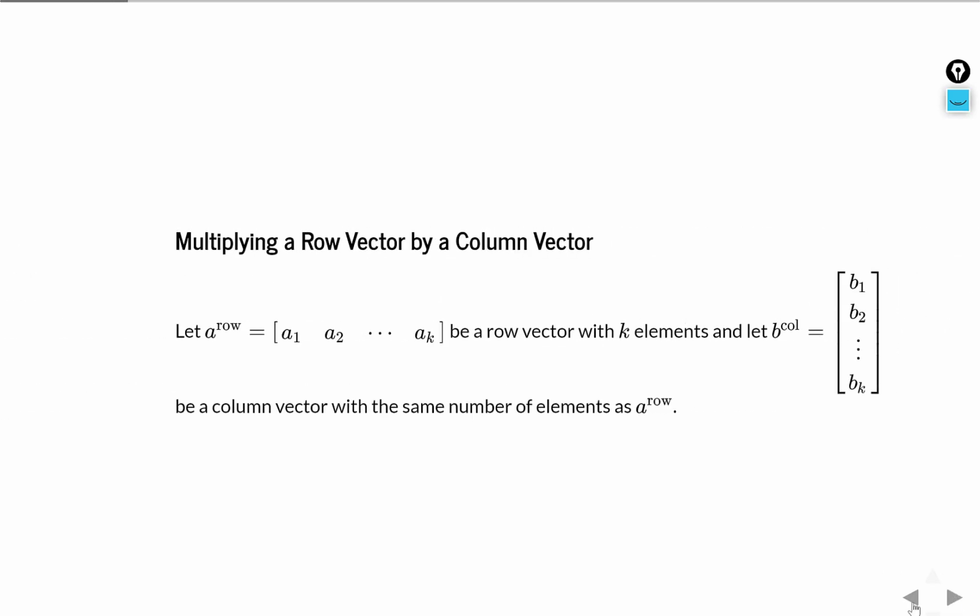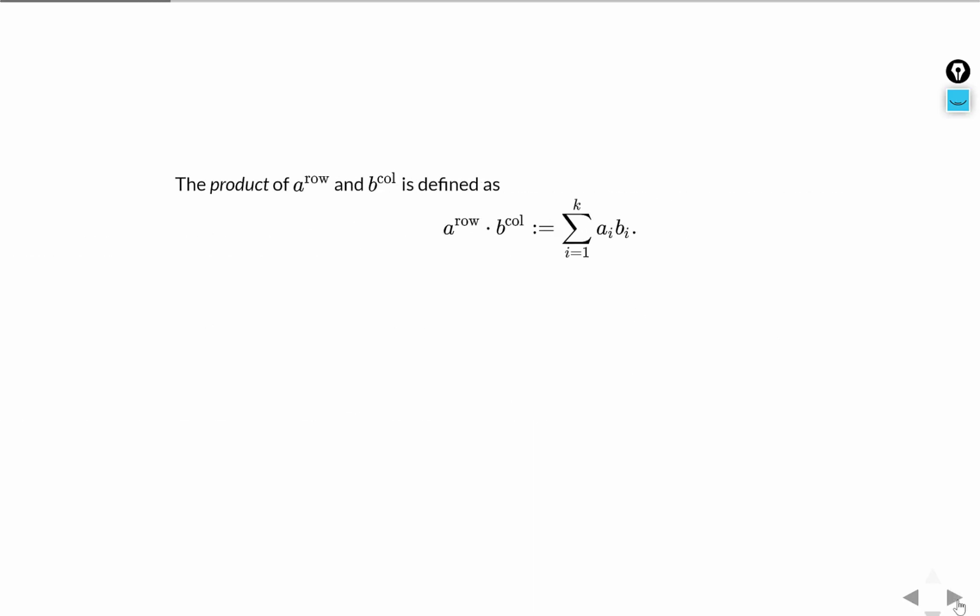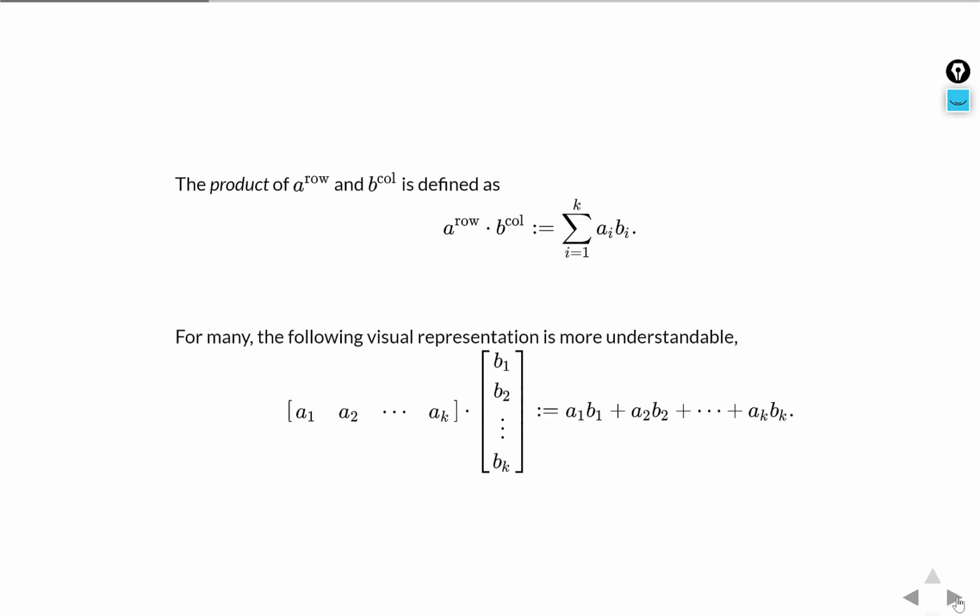Here is a row vector A and a column vector B. Both have k elements. To compute their product, we multiply their corresponding elements and sum over all of them. Another way to write this, we can write a row vector dot a column vector and expand the summation on the right hand side.